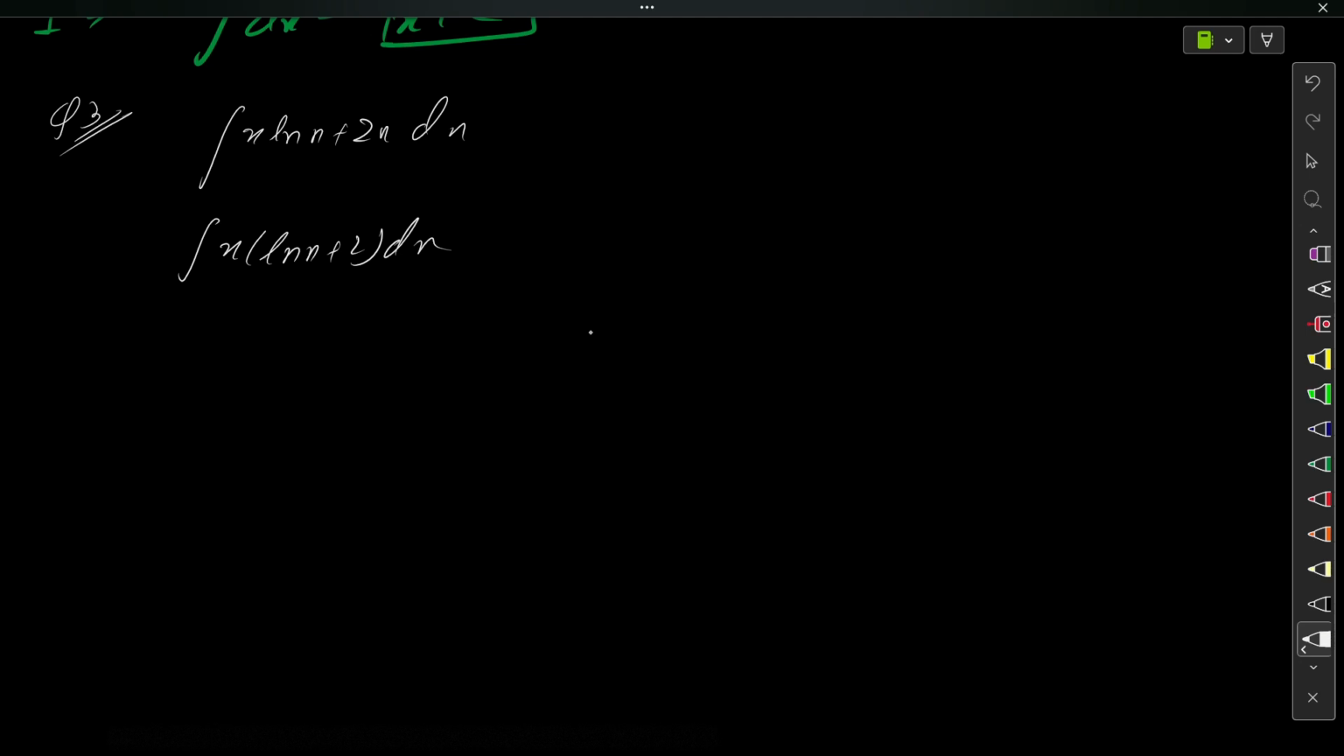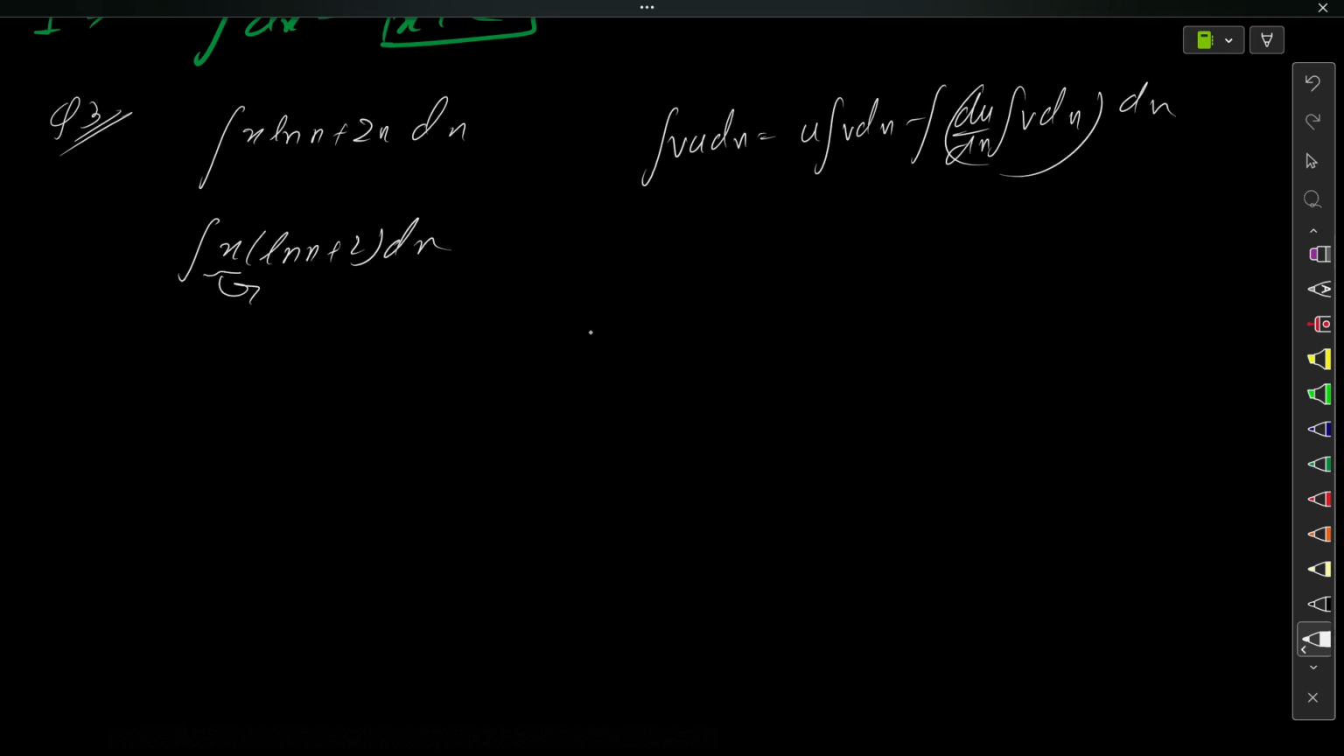For this case, I'll be using integration by parts. As we all know, the integral of u v dx could be written as u times the integral of v dx minus the integral of (du by dx times the integral of v dx) with respect to dx. I'm taking ln x plus 2 as u because I don't know the exact integral of ln x plus 2, although I know that it's x ln x minus x, but for the time being I'll be using it as u.